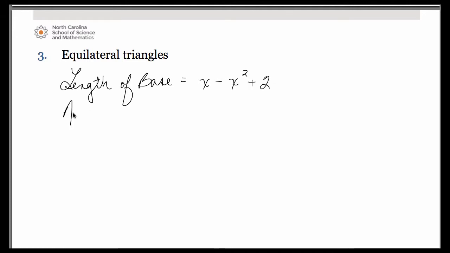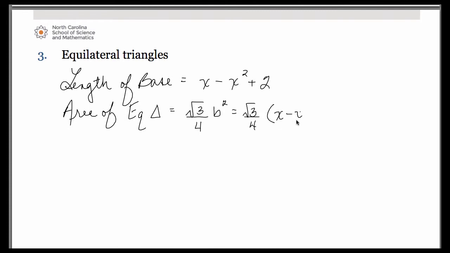Now our area of an equilateral triangle. Remember, the formula for finding the area of an equilateral triangle is square root of 3 over 4 times the base squared. So this is the base, so we have root 3 over 4 times that quantity squared. So that's what we're going to take the integral of.